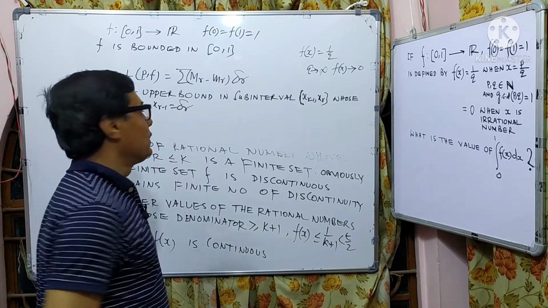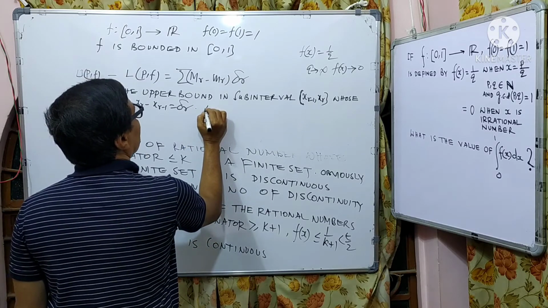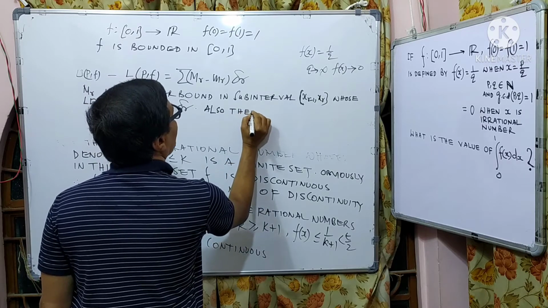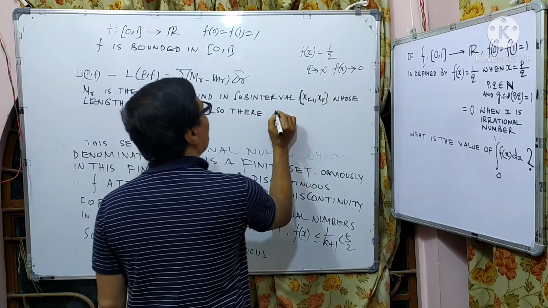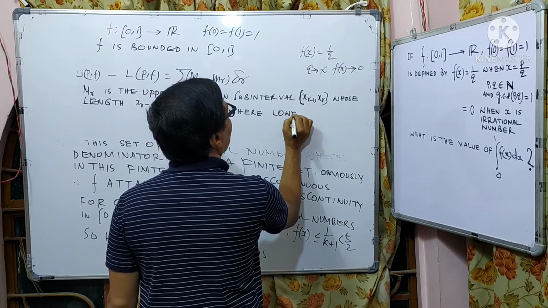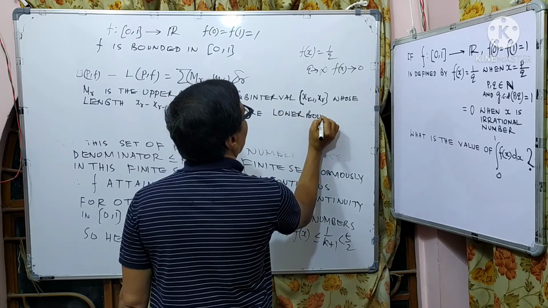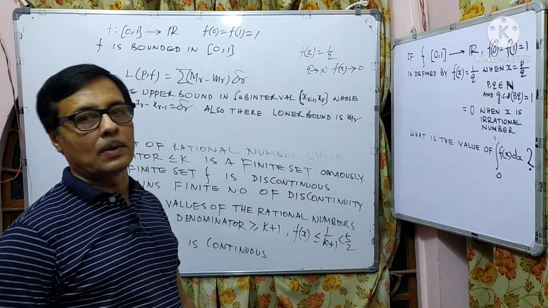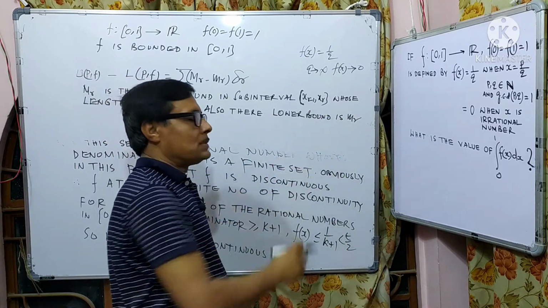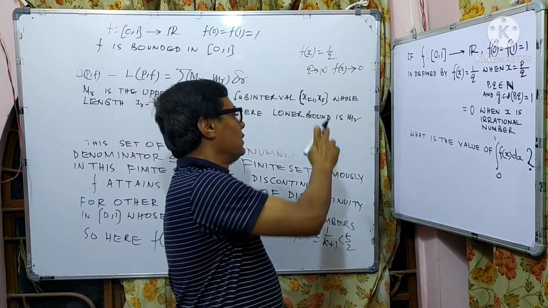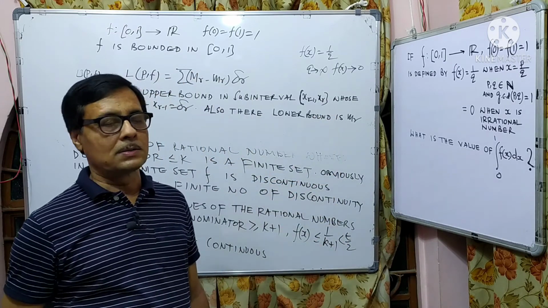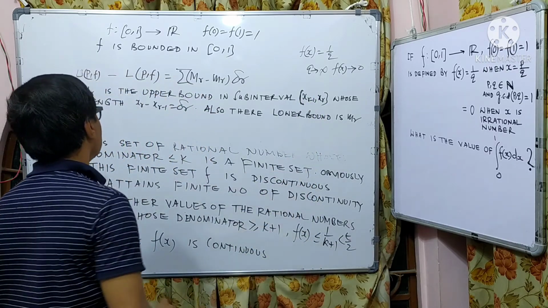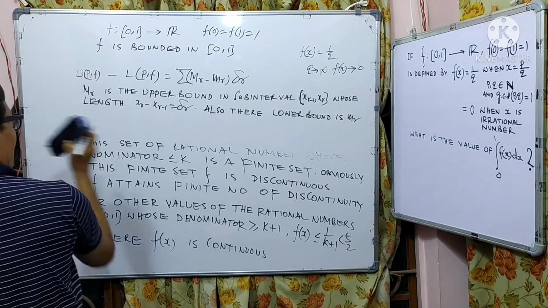Mr is the upper bound and mr is the lower bound. In each subinterval, mr is the lower bound in the rth subinterval, that is [xr minus 1, xr].